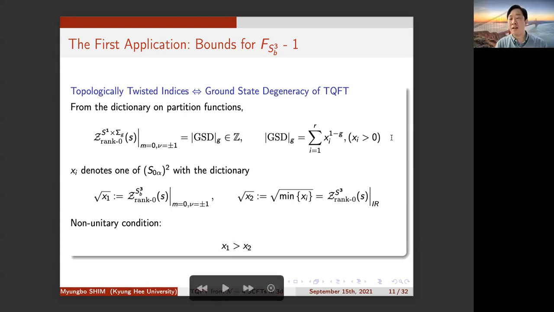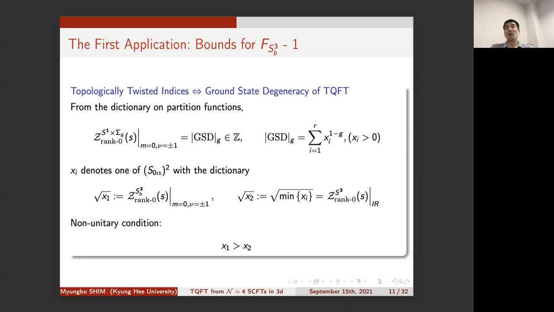But that gives a non-trivial constraint on this modular data xi. I see. So you just give the sum over xi equal to 1. That's what you mean. Yeah. Oh, I see. Yes. Okay, thank you very much.